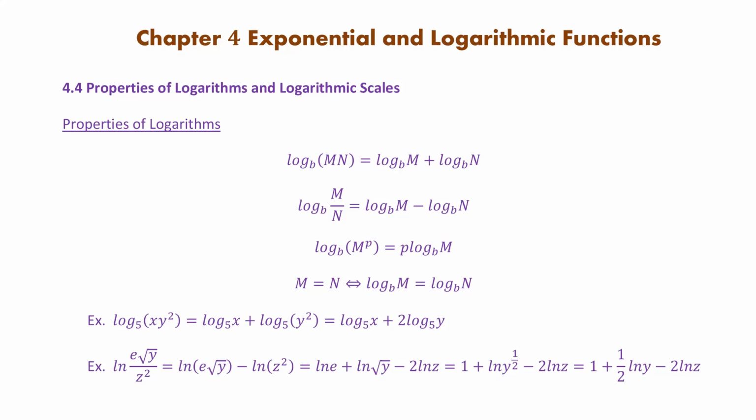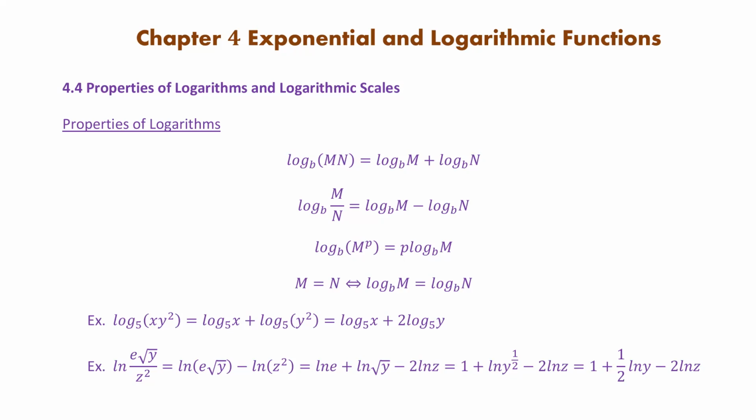And the last property says if you know m equals n, these 2 numbers or 2 expressions are equal, then you can take logarithm with the same base so that log m base b equals log n base b. All right. So what's the point? The logarithm converts a product into a sum and converts a quotient into a difference and converts an exponential to a multiplication.